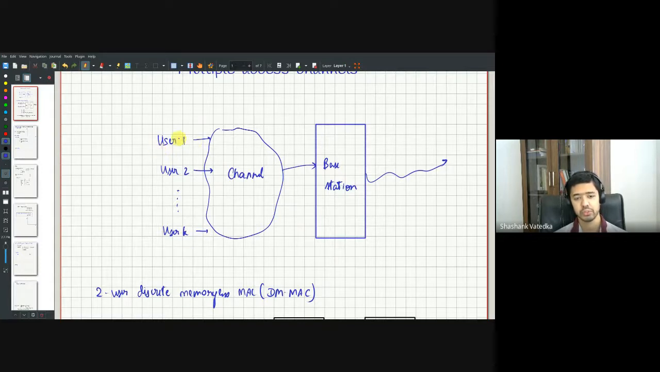So if you have k users who are trying to talk to one particular base station, then one obvious approach is that maybe for the first 10 seconds user 1 talks whereas all the others are silent. For the next 10 seconds user 2 talks to the base station while the rest of them are silent, and so on, right? And you can do this in a round robin fashion.